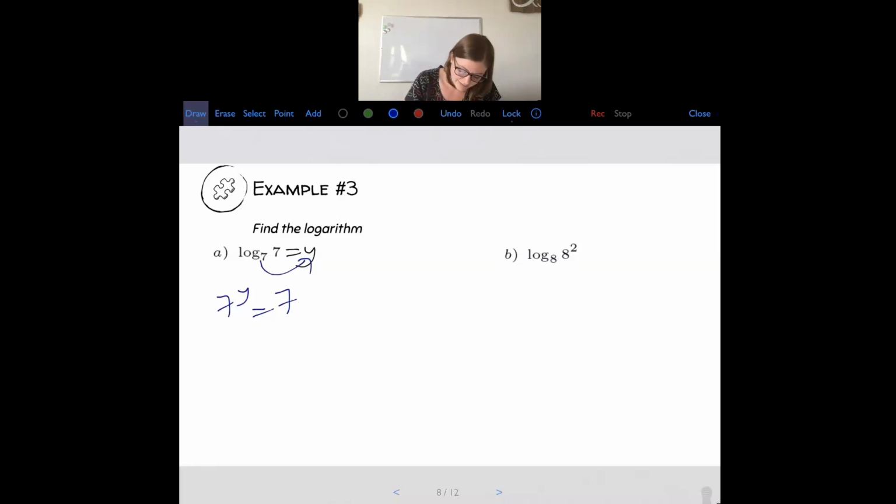Okay, so 7 to what power gives us 7? That would be y equals 1. 7 to the first equals 7. Okay, so this leads us to another property that you may want to write down. Log base a of a is equal to 1.